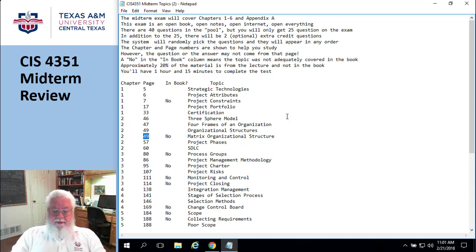Okay, the next one talks about the project phases. In the book, they start off with this whole concept of planning and initiating and going through all these kinds of things and executing, and the major project phases. And so just remind yourself about what all those are. I'll probably give you some examples and say, which one of these examples is in execution, and which one is in closeout, and which one is in whatever.